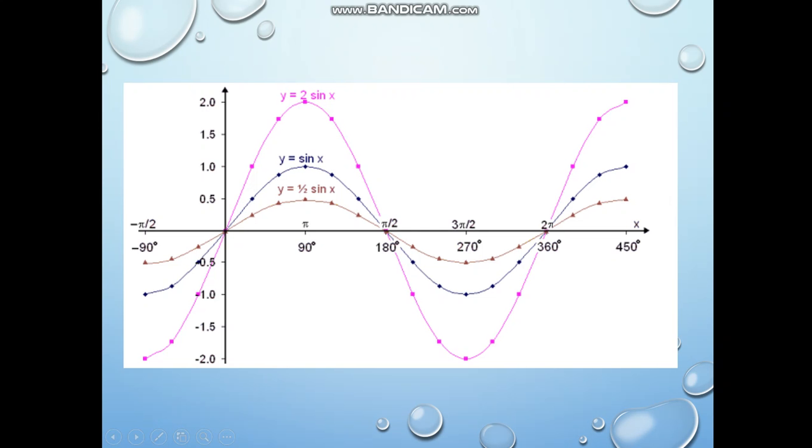Here, I want to show you how amplitude affects the graph of sine. This is the graph of sine with amplitude of 2, 1, and 1/2. As you can see, the difference between these graphs is only the maximum and minimum value. So the form of the graph remains the same.